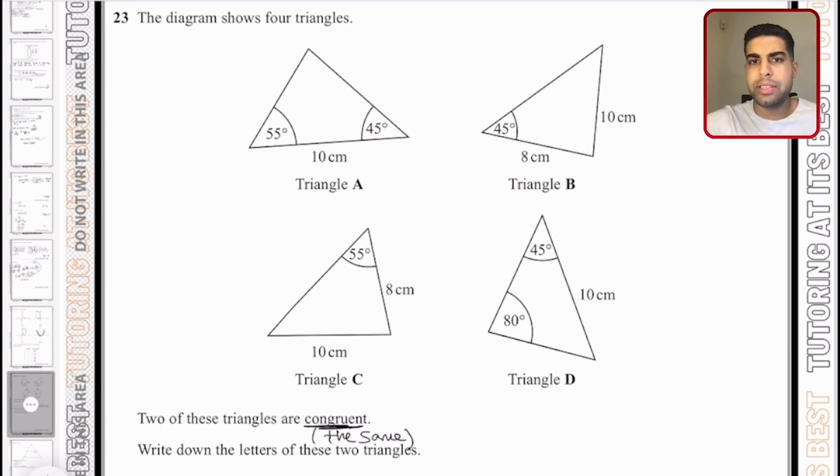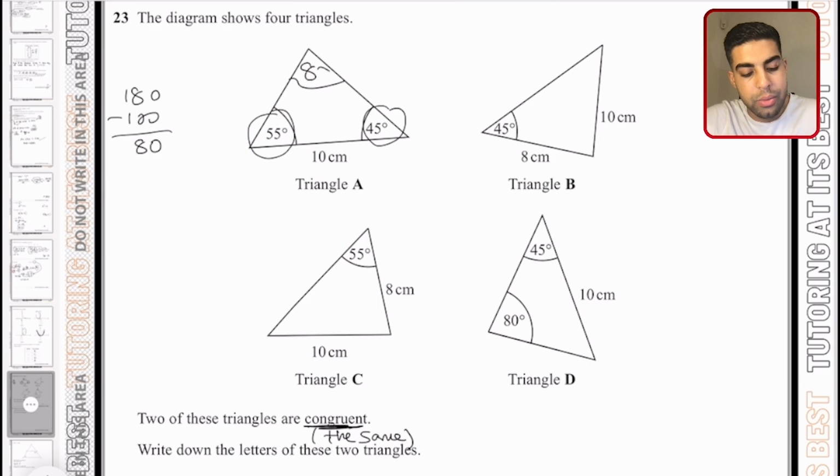So let's see what information we've been given. We've been given 2 angles here, so we can calculate the third angle. And we know that all angles in a triangle add up to 180 degrees. So 55 and 45 gives us 100. So 180 minus 100 will give us 80 degrees. So we now know the third angle is 80 degrees.